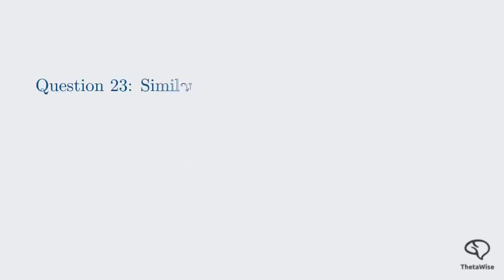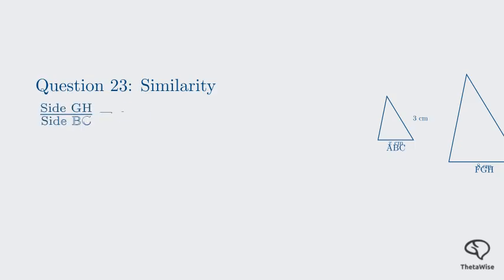Question 23 shows two similar triangles, ABC and FGH. Similarity means the ratio of corresponding sides is constant. Side GH over side BC equals the scale factor. 12 divided by 3 is 4. The larger triangle is 4 times bigger than the smaller one.